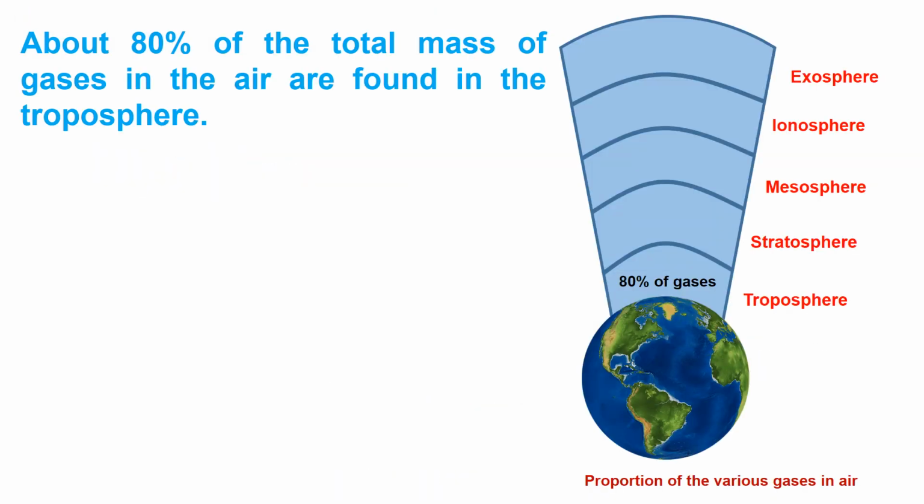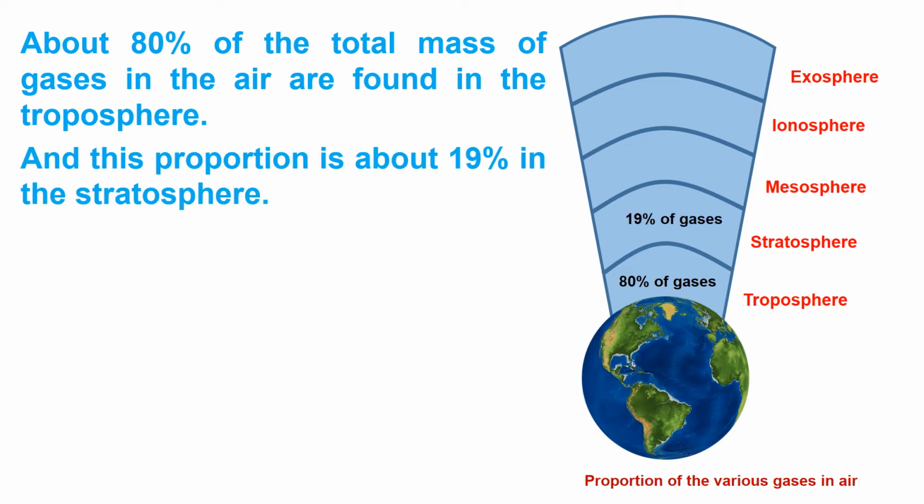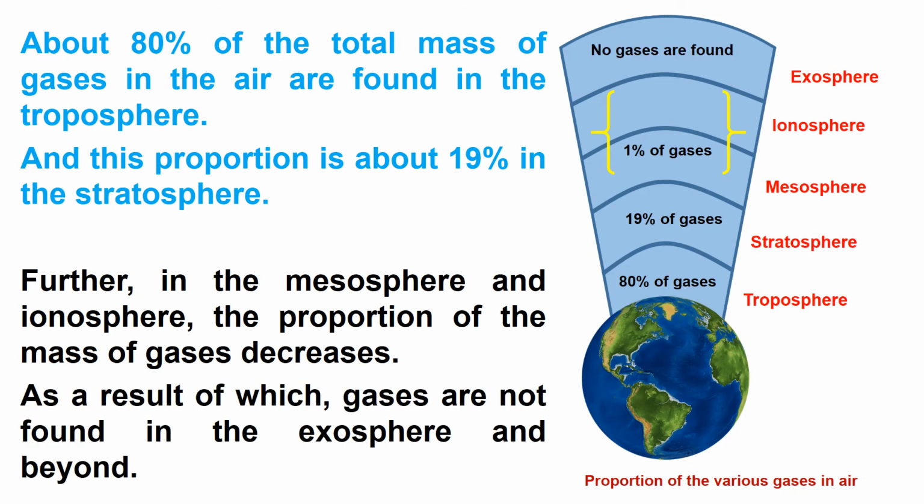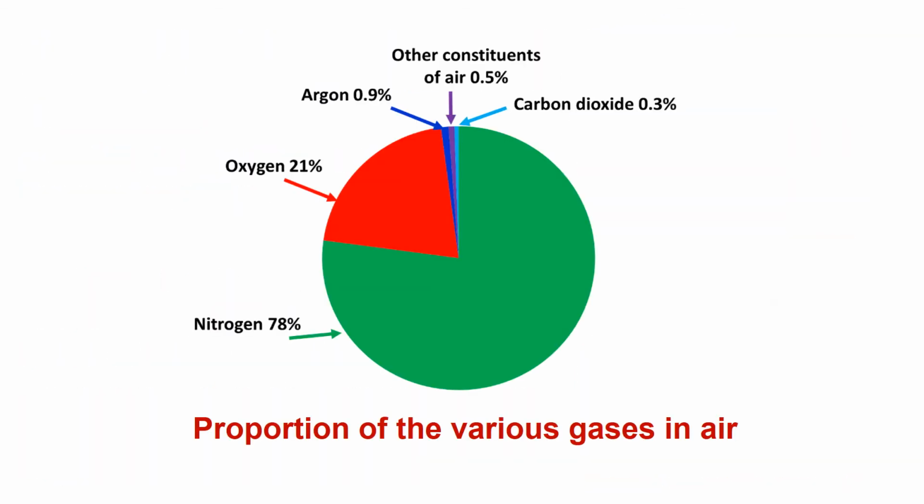About 80% of the total mass of gases in the air is found in the troposphere, and this proportion is about 19% in the stratosphere. Further, in the mesosphere and ionosphere, the proportion of the mass of gases decreases, as a result of which gases are not found in the exosphere and beyond. Figure shows the proportion of the various gases in the air.